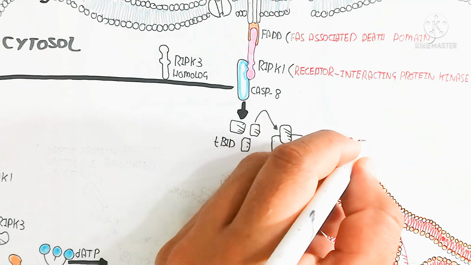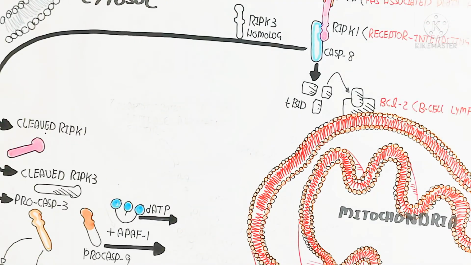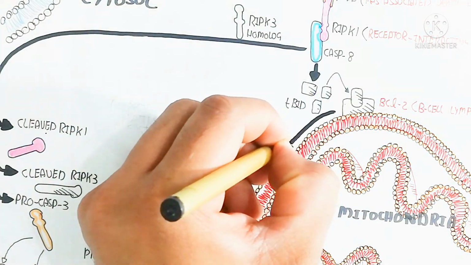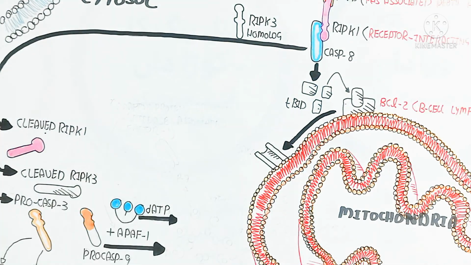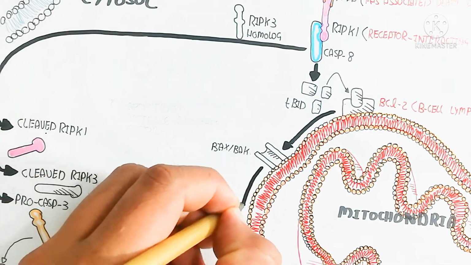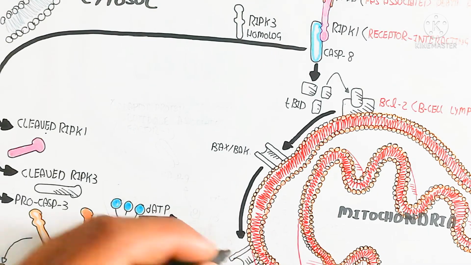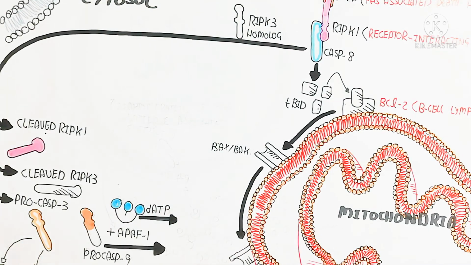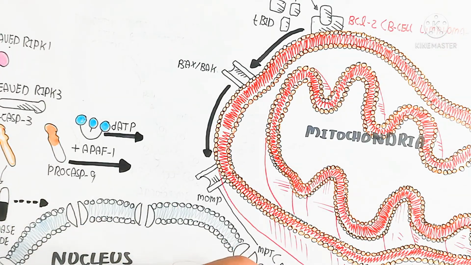So the trimeric unit of the APAF1 is combined together. Here the BCL2, B cell lymphoma 2 protein, will bind with the T bit. After this binding, the activation of BAX and BAK happens. This BAX and BAK will bind, and after this, the transporter channel is created to activate the MOMP.